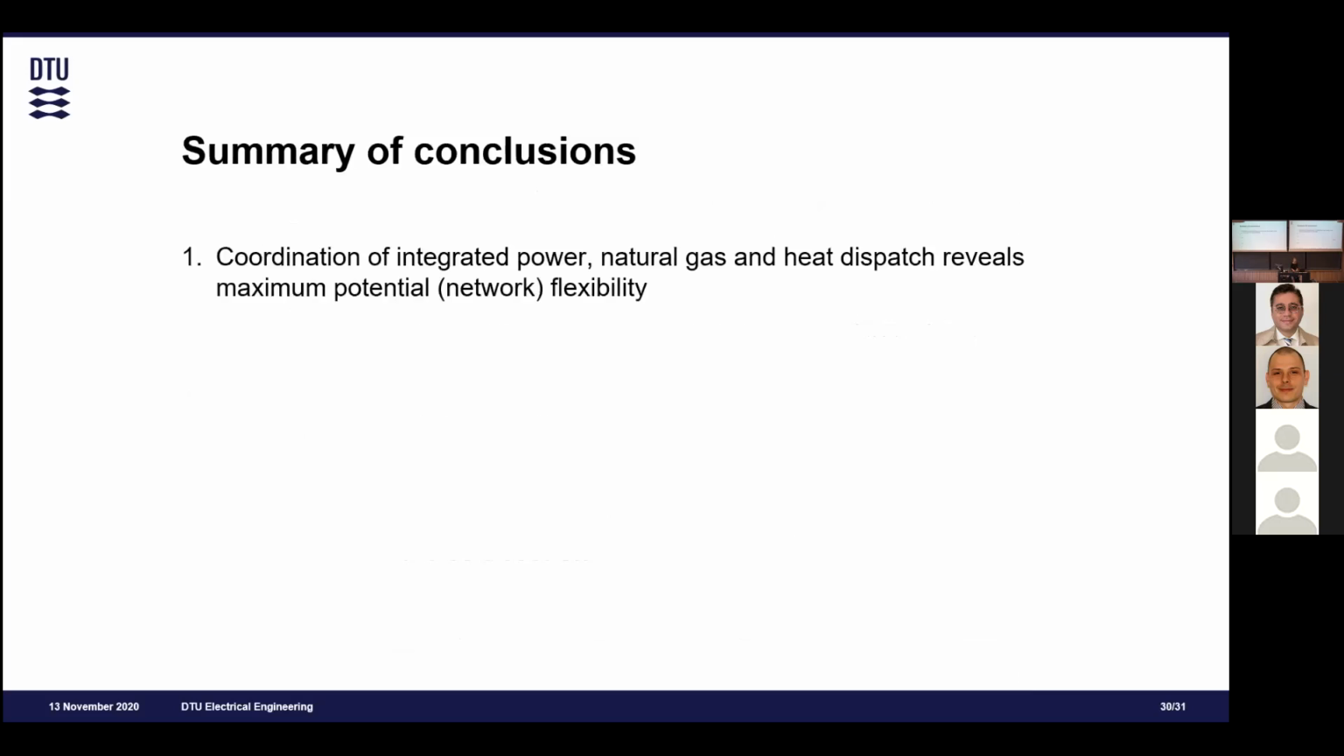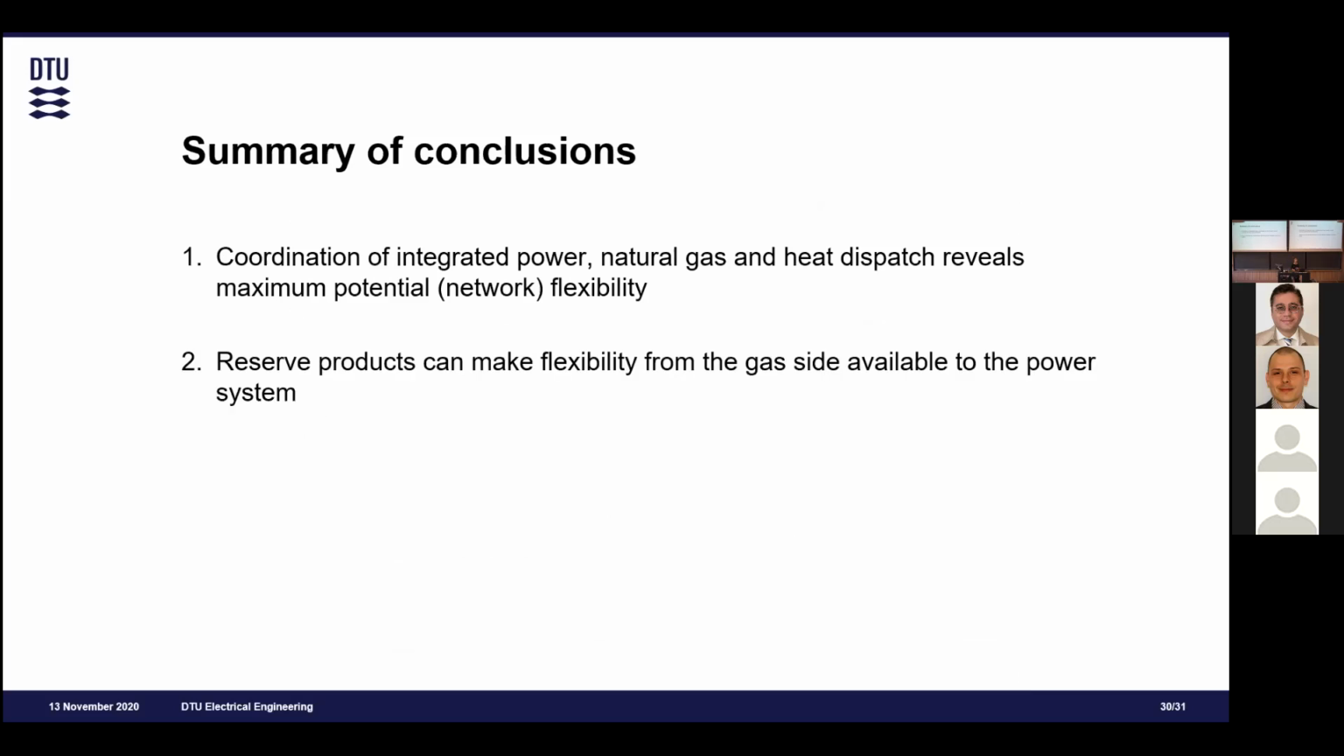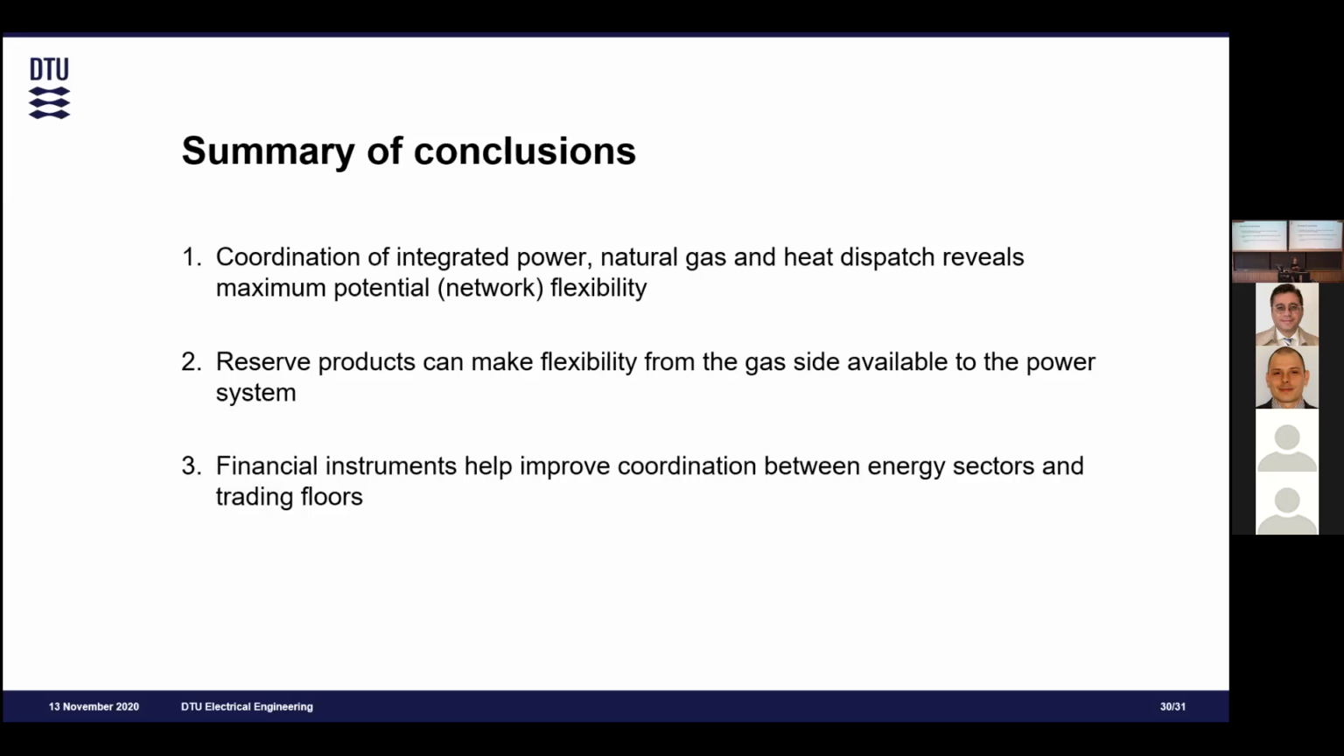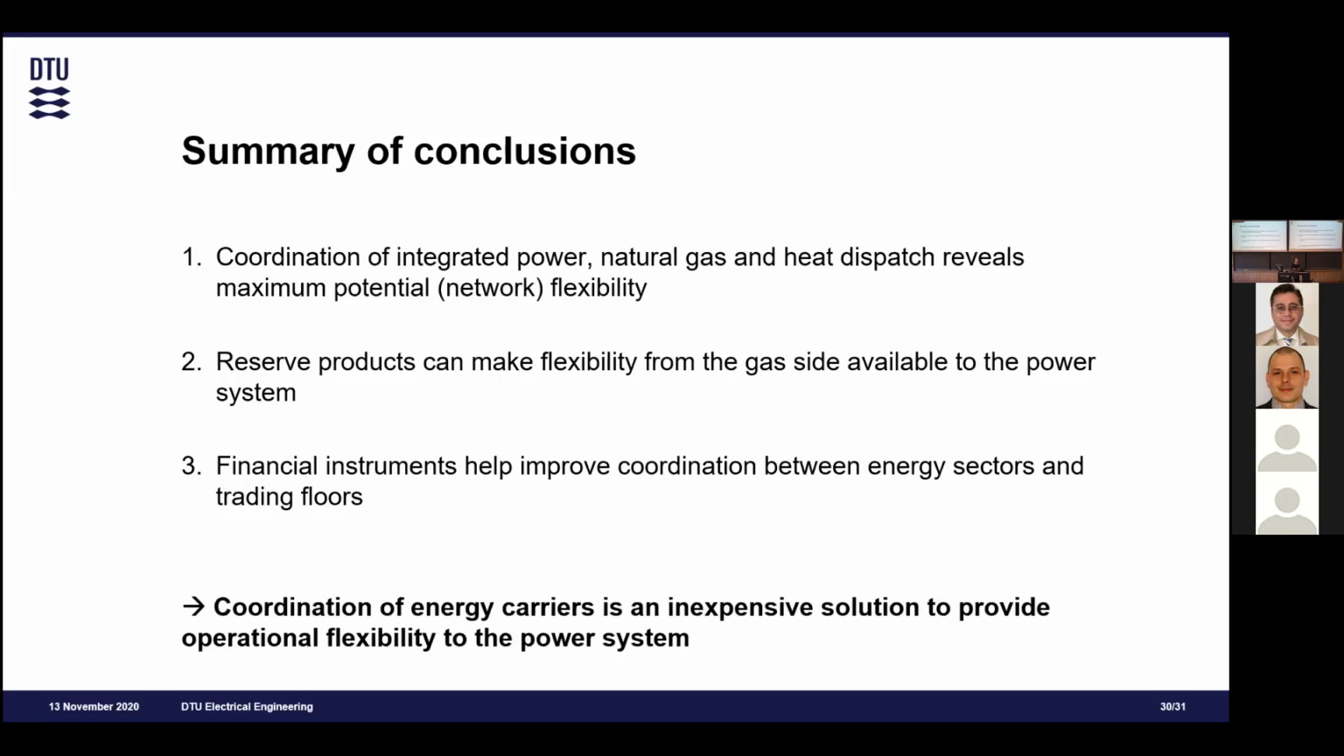So to conclude, first, our multi-energy model reveals the maximum potential network flexibility that can benefit the power system. And then uncertainty propagation from the power to the gas side can be mitigated using affine policies. And they can be looked at as reserve products that make flexibility from the gas network available to the power side. And lastly, financial instruments help improve the coordination between energy sectors and trading floors. So to sum up, coordination of energy carriers is an inexpensive solution to provide operational flexibility in the power system.